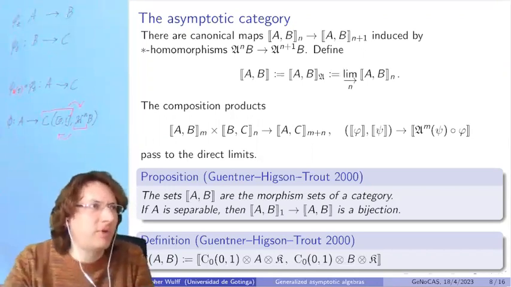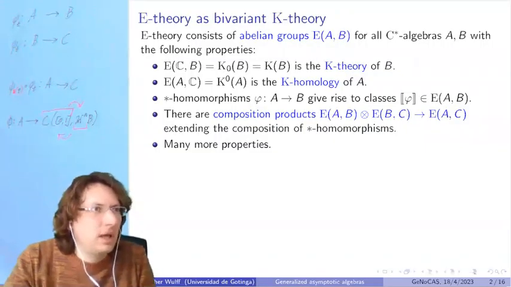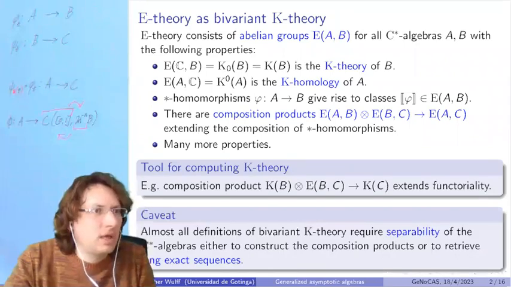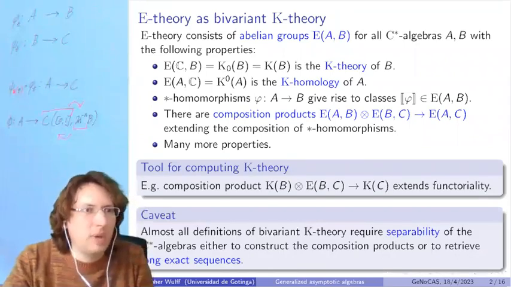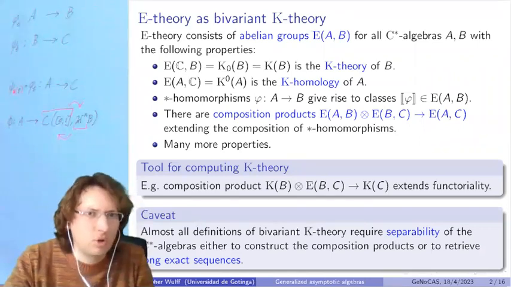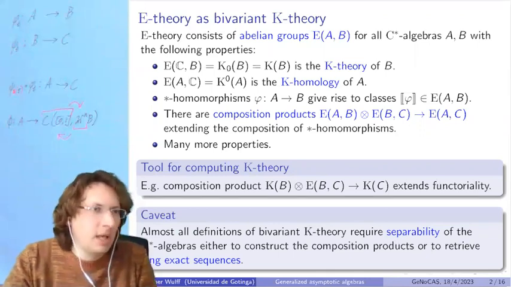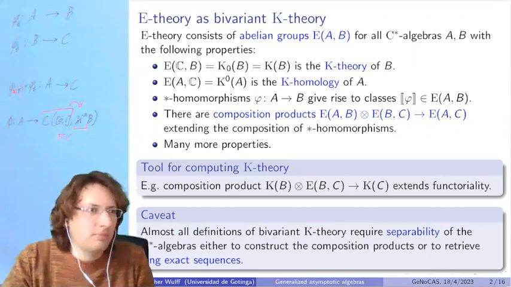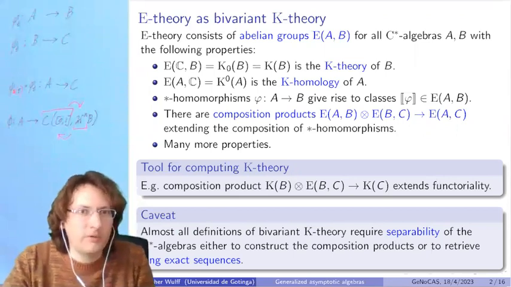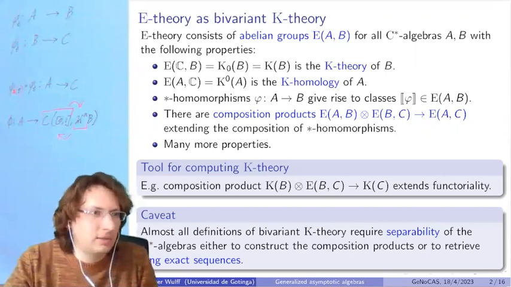I'm not very familiar with it, but I think you're right. Thomsen's picture, yes. So not only from A to the asymptotic algebra, but additionally a completely positive lift. I haven't worked with it, and of course you could take my definition of E theory for non-separable C-star algebras and ask for this additional property. Then you might get KK theory for non-separable C-star algebras.